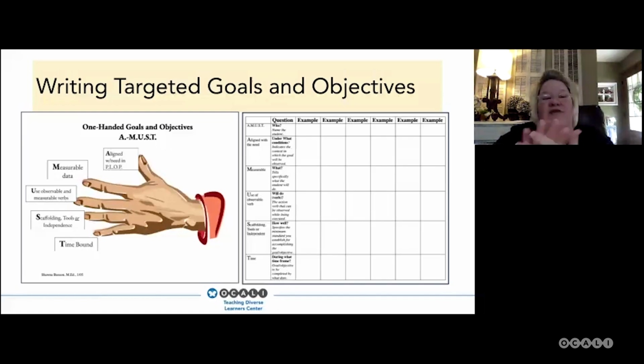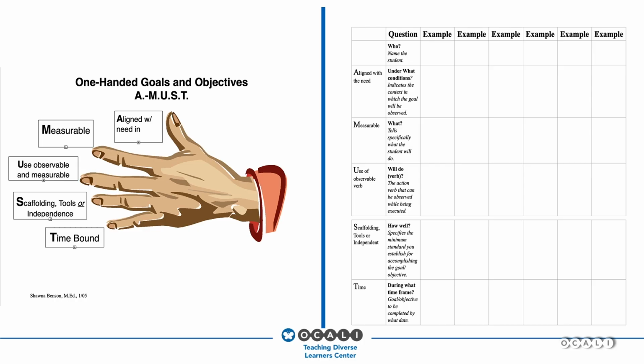So all of these 5, we would call them a must. There's an acronym there: aligned with the need, measurable, use of great verbs, scaffolding, and time-bound. It helps us ensure that we have all 5 of those components in every single goal and every single objective that we're writing.